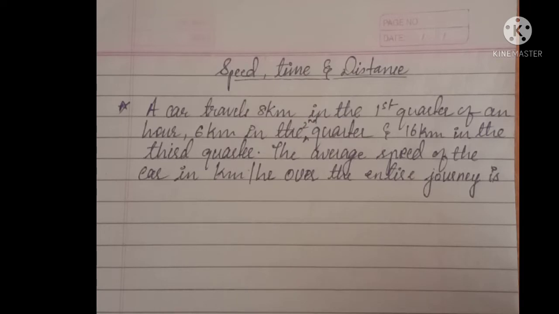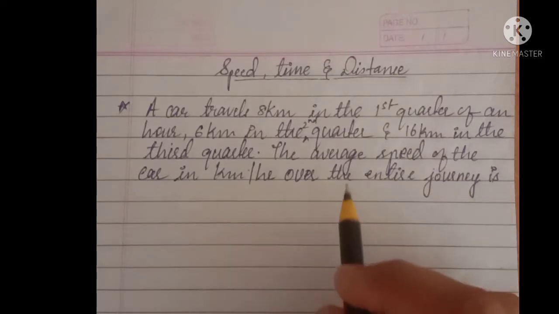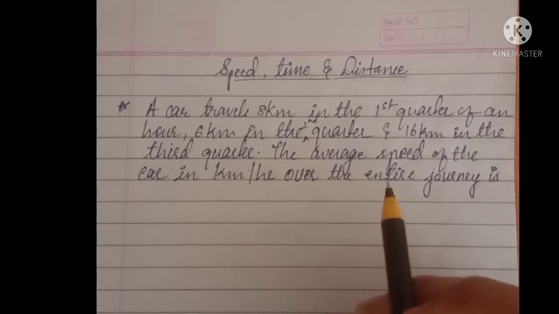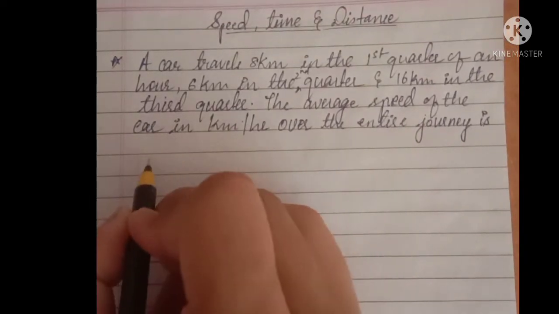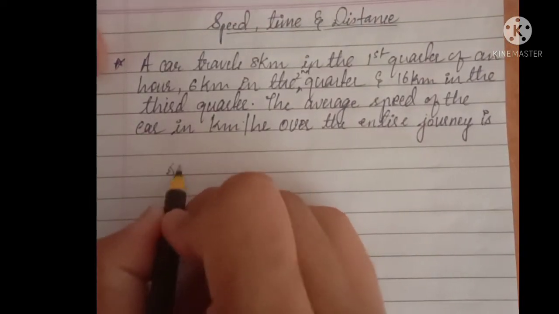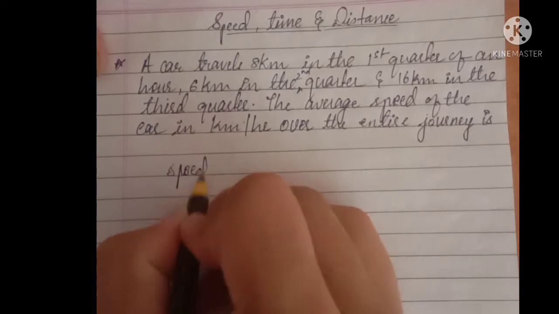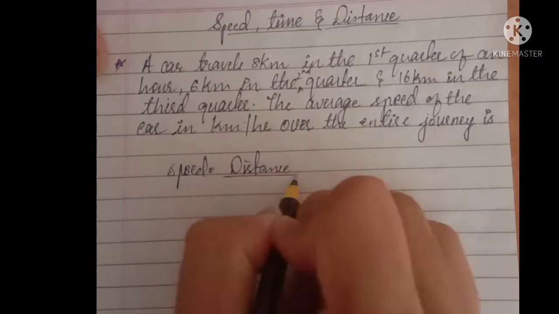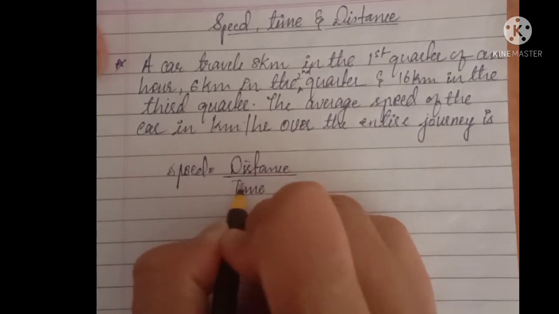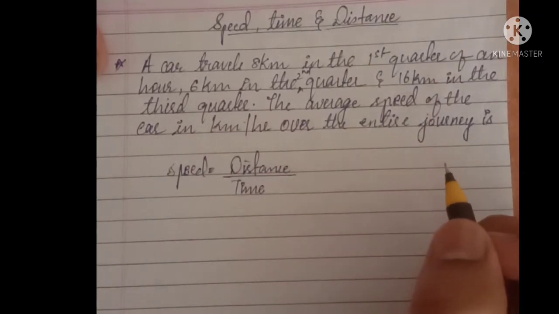So today our topic is basically speed, time and distance. I have already written a question. Before proceeding with this, we'll understand the basic relation between speed, time and distance. Speed you all know, right? Speed is equal to distance upon time. You all know this.